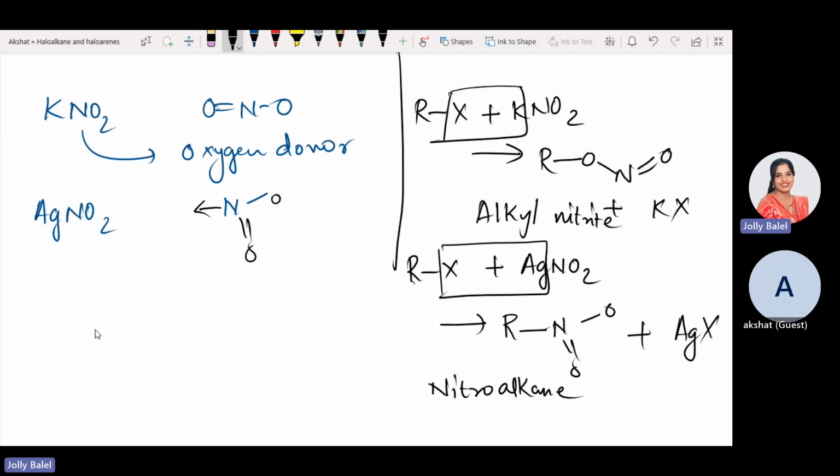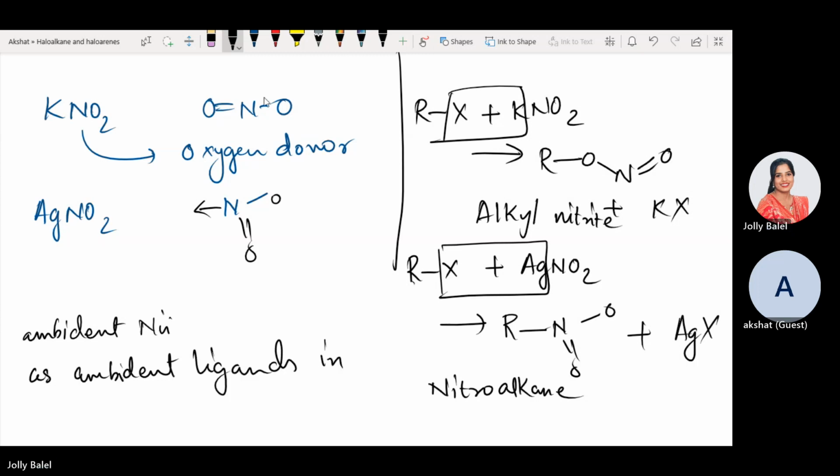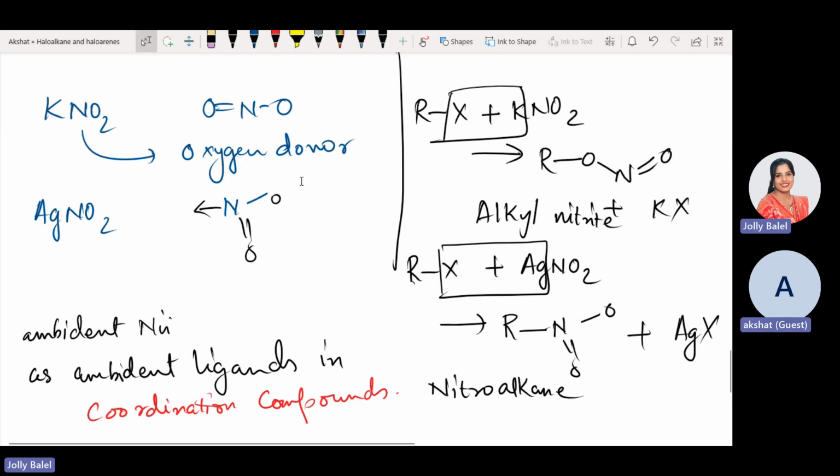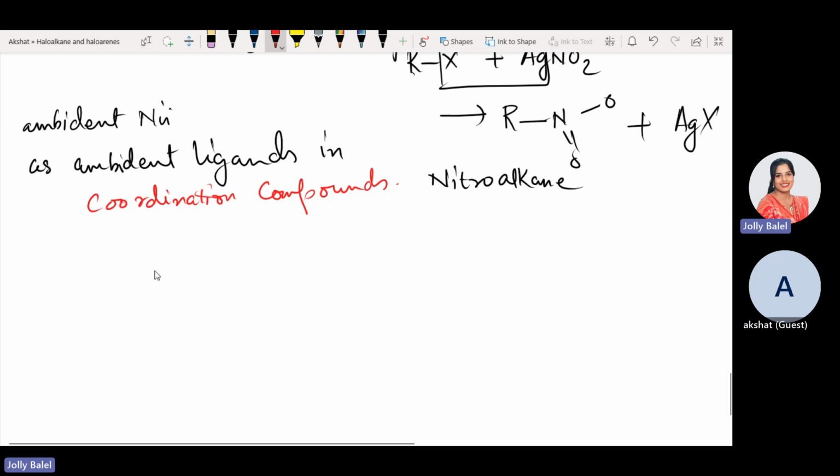Even this ambident nucleophile, you will read again as ambident ligand in coordination compounds. So these are the common nucleophiles and ambident nucleophiles which we will go through in this chapter many times.